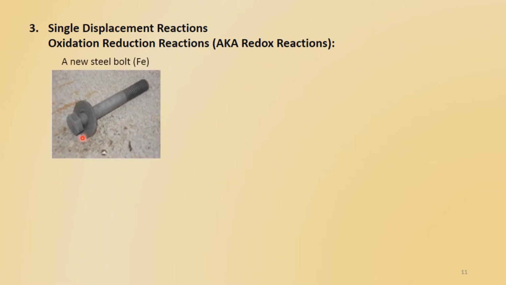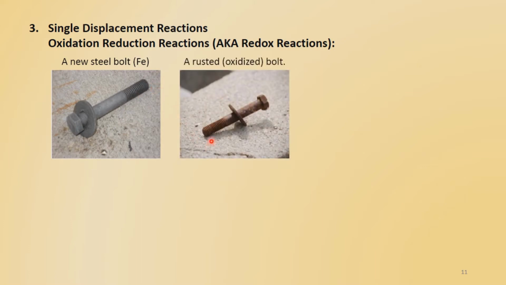Here is a picture of a clean steel bolt. The surface is clean. That's the color of iron because steel is mostly iron. In the photo on the right, we see a bolt with an oxidized surface, a rusted surface. That orange-brown color is the color of rust. And so chemically, iron 3 oxide, Fe2O3, is what we commonly call rust.